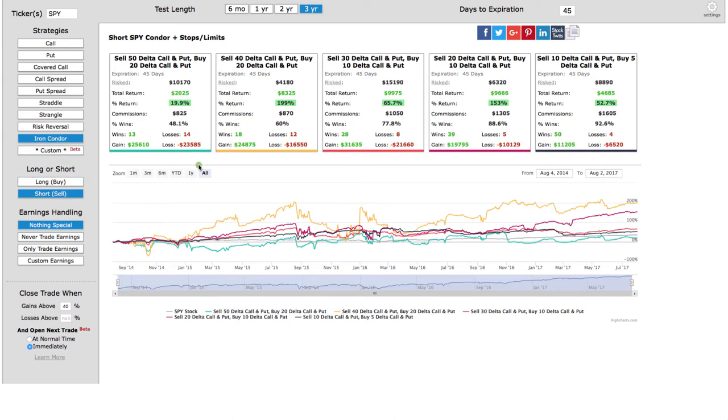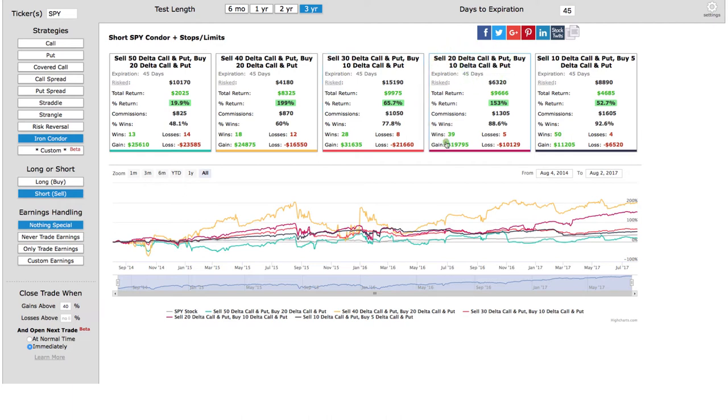And so what you'll see here is I've put five different scenarios on the board to show you the different widths of the wings for an iron condor. In this case, this is basically a butterfly spread where we're selling the at the money delta call and put and then buying the 20 delta wings. And then we get a little bit wider, the 40-20, 30-10, and the 20 delta is where we typically sell our short strikes on iron condors that we trade.